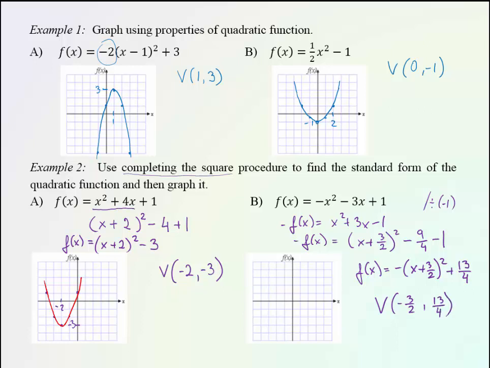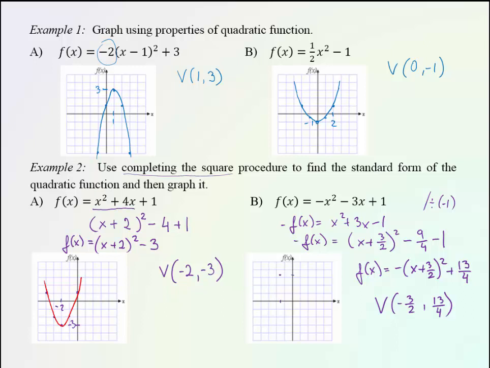Well, this time maybe it's not so easy to graph, but we can still approximate this number. So negative 3/2 is like -1.5 somewhere there. And 13/4 is the same as 3 1/4. So 3 1/4 approximately here. So the vertex will be approximately here.